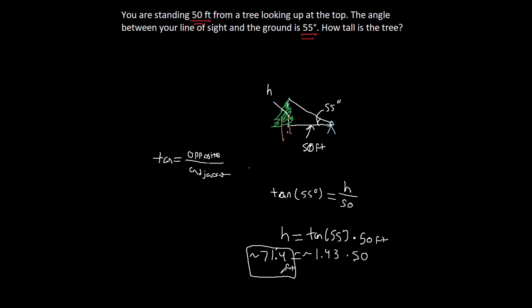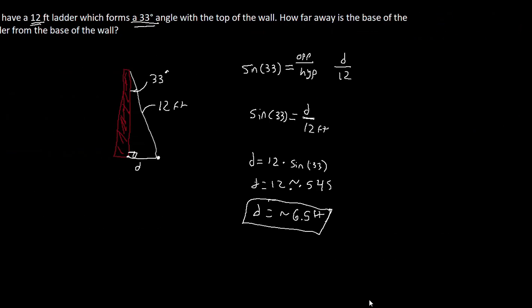So hopefully that made sense. You can see that in this case we used tangent because we had the adjacent and we wanted the opposite, versus in this example here where we had rotated things around a little bit. Right, we had the hypotenuse and we wanted the opposite. So hopefully that makes sense why we chose those two different relationships.